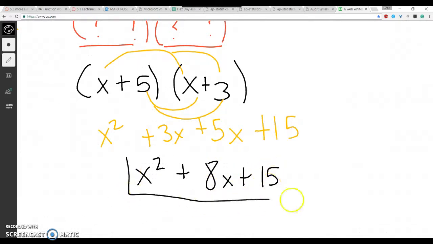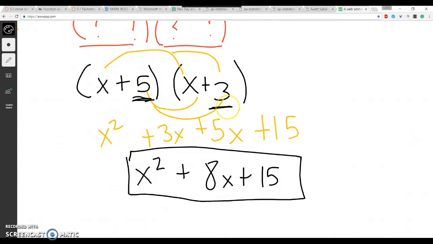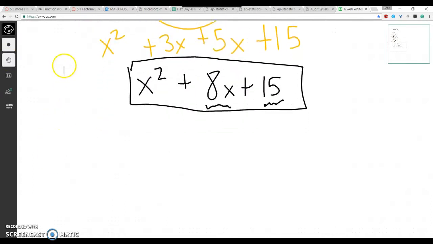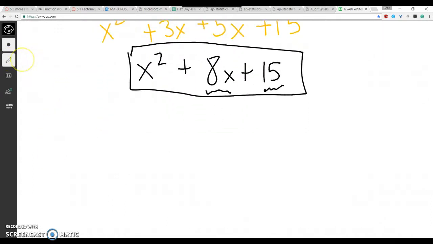And I look at this and I go, how do these numbers relate to this number, this number? Well, I'm not quite sure yet. Let's try another example. And let's keep seeing if we can identify this pattern.